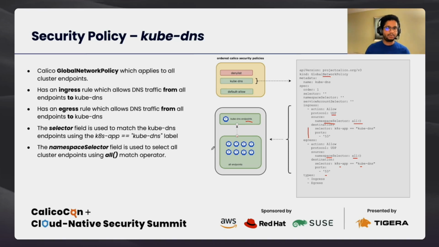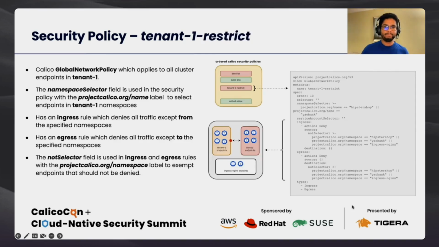And this policy is quite powerful, isn't it? You now have a single declarative policy that's protecting all DNS traffic in the cluster. You may have thousands of pods and thousands of DNS flows in the cluster that are now protected by this single policy. Okay, let's look at the next policy.